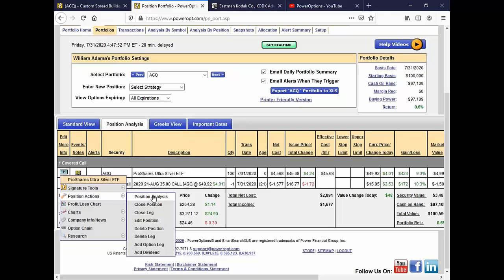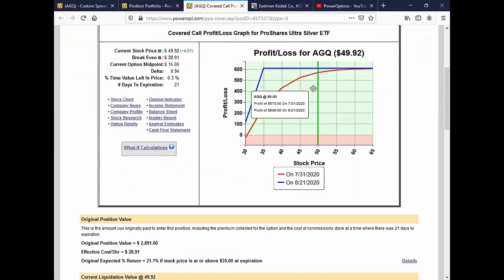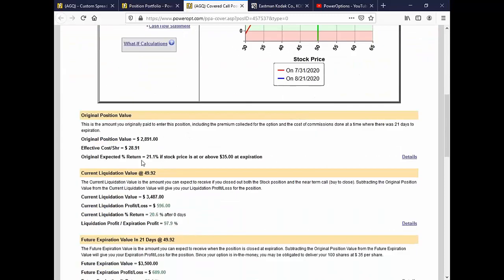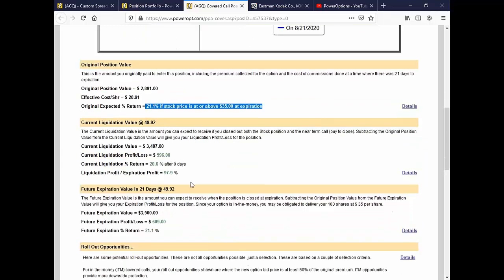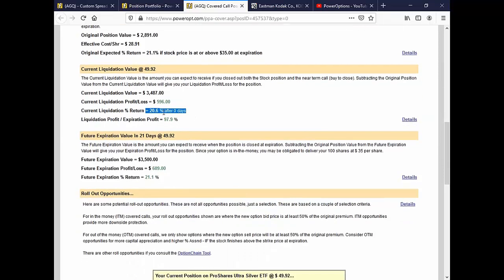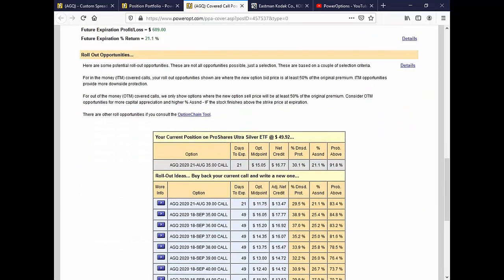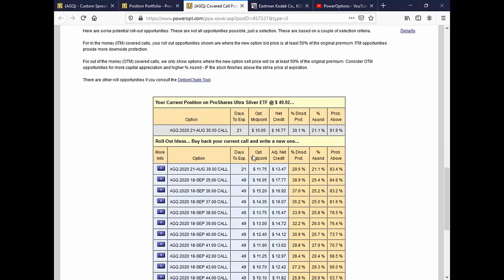As I'm tracking any position, I go to position actions and then position analysis. This gives you a breakdown of the AGQ position, currently at a 21.1% return if assigned, or 21.1 liquidation value right now. No, 20.6 liquidation. Max is 21.1. I apologize. You're at 97.9 of what you expected to make. And could I increase my 21% by rolling higher?